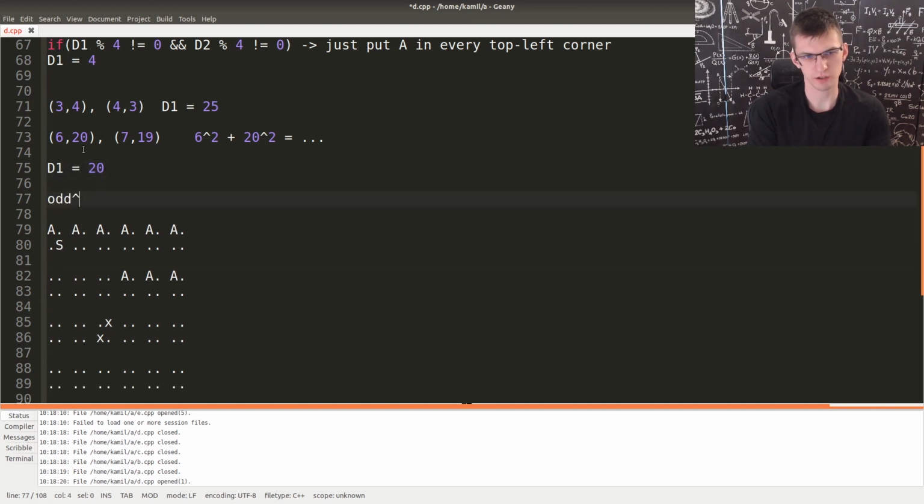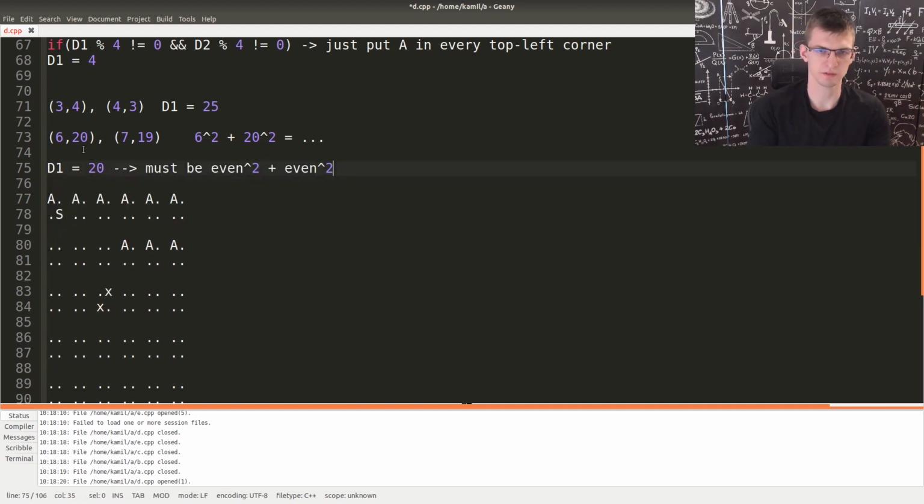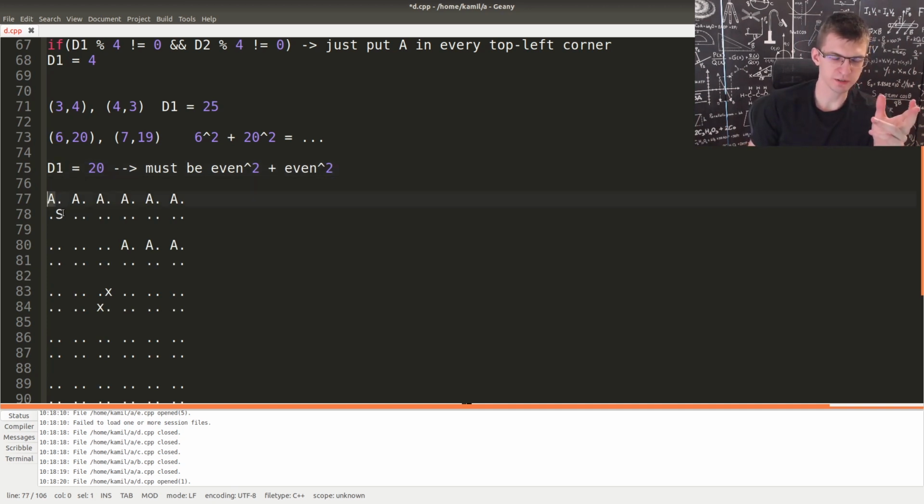Odd number square is equal 1 modulo 4. Even number square is equal 0. If something is divisible by 4, it must be even square plus even square. Of course, can be 2 different evens. Then D1, top left corner of a square will only forbid other top left corners.